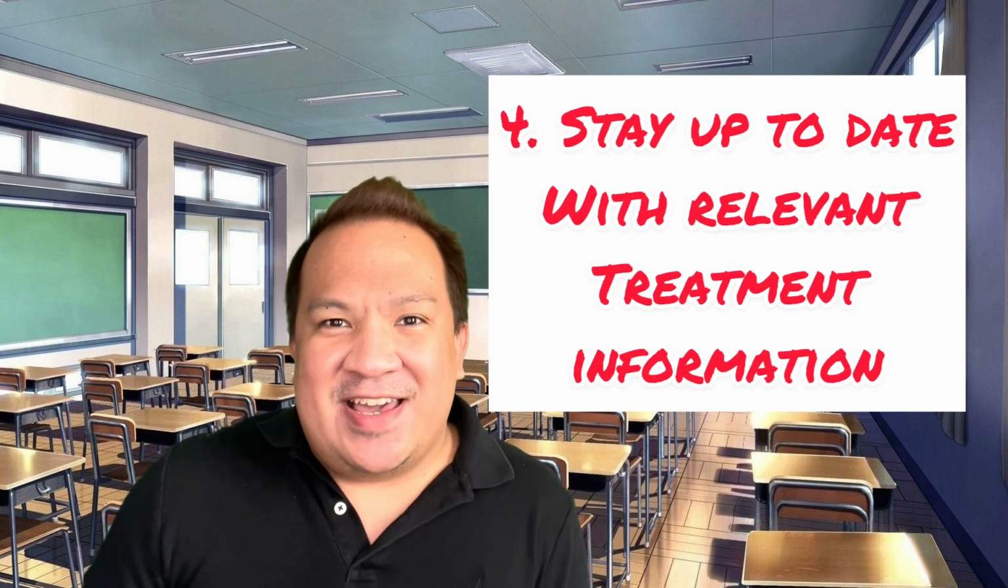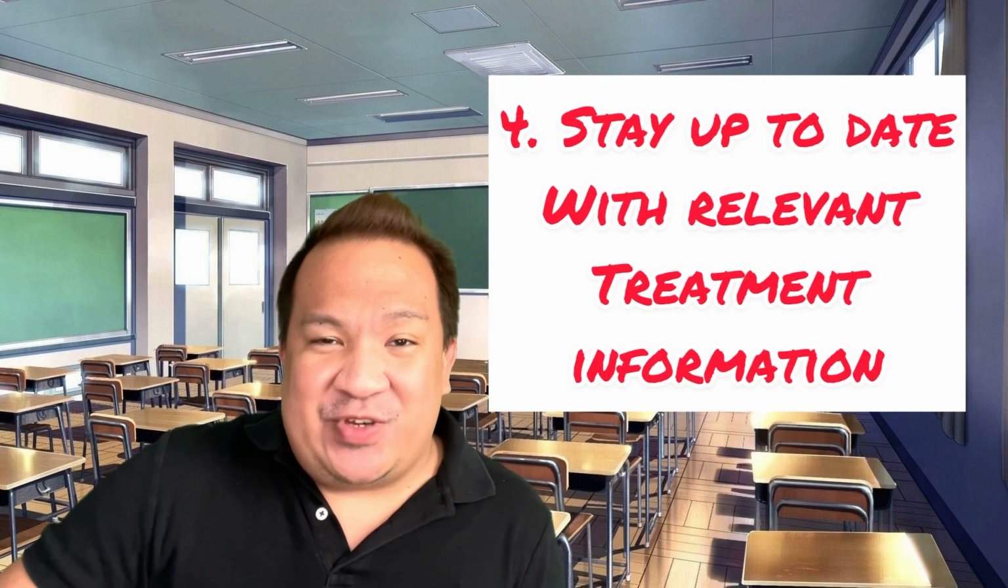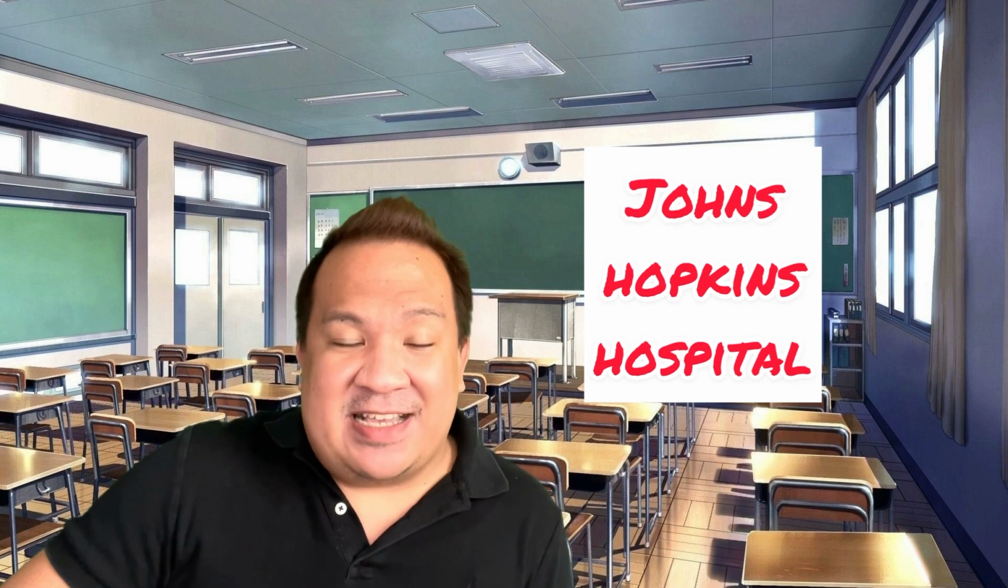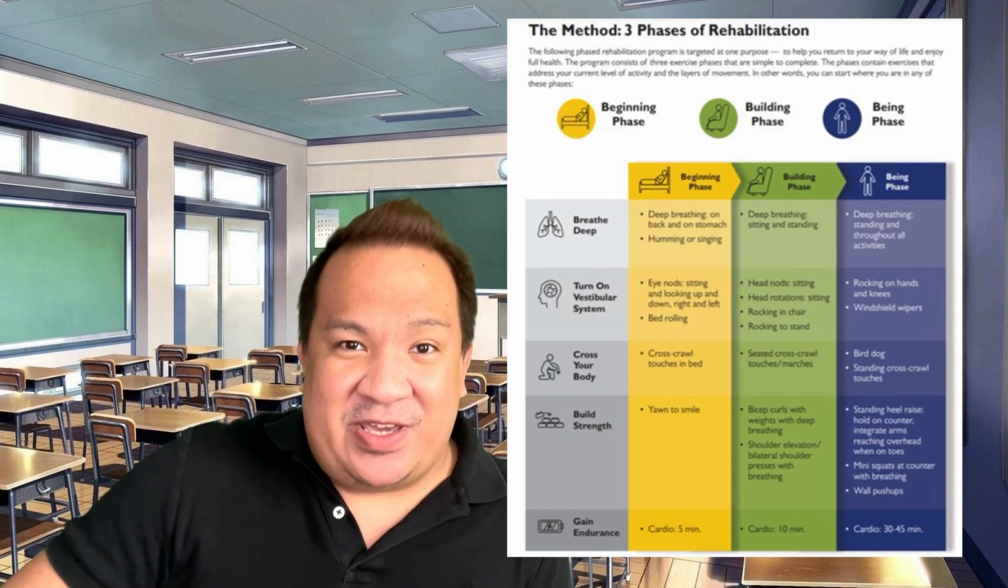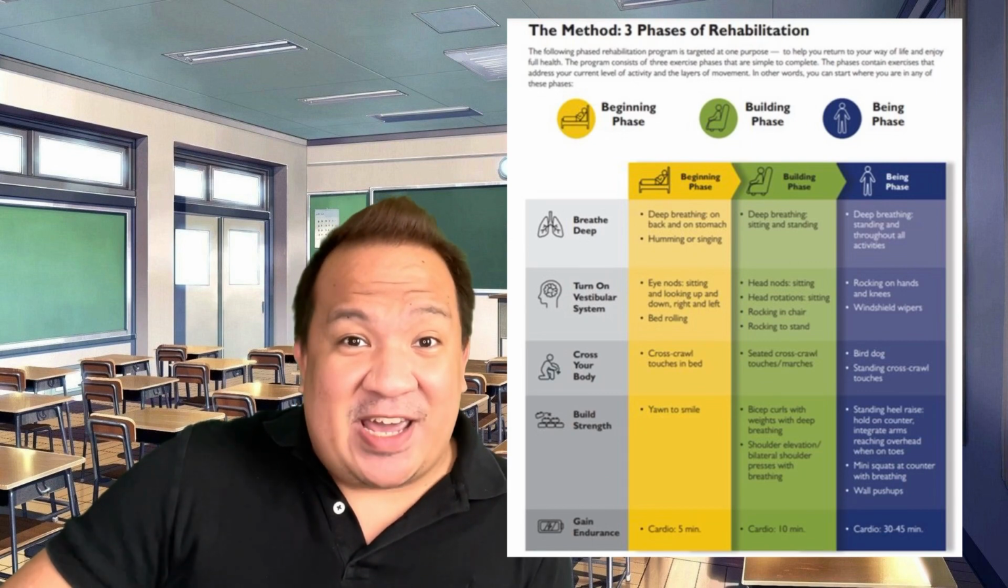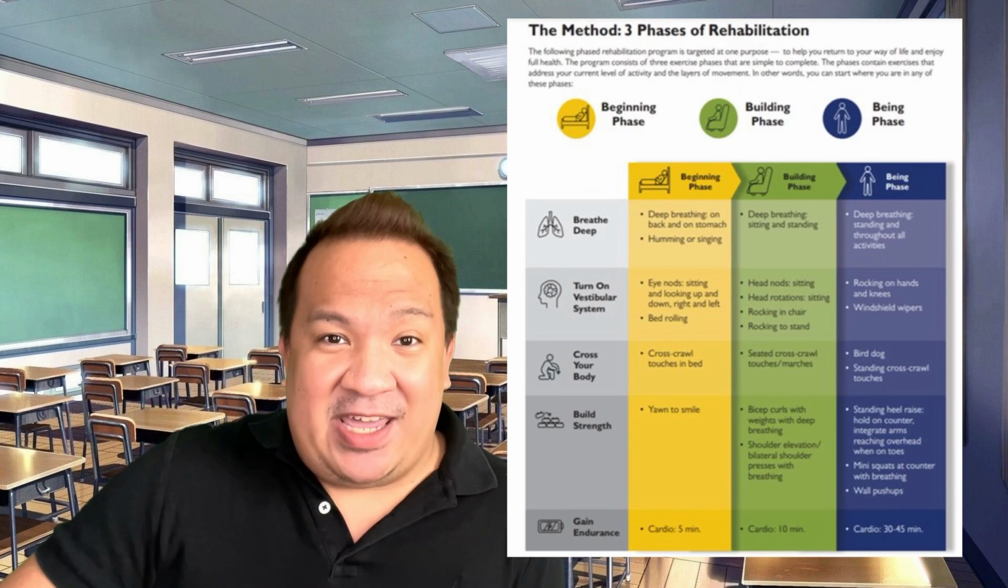Number 4, stay up to date with relevant treatment information. For those who are dealing with COVID or post-COVID residents, the team from Johns Hopkins Hospital has developed a 3-phase rehabilitation program targeted at helping residents return to their way of life and enjoy full health. The phases include beginning, building, and being phase. I will post a link down in the description to that study, which was made free to everybody.